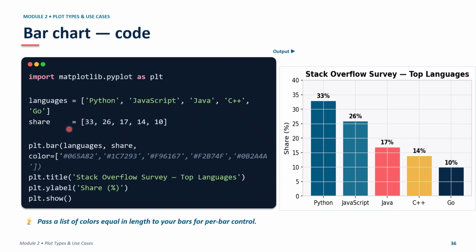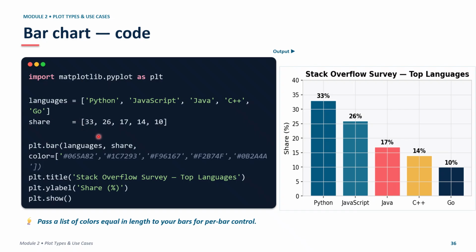And next we have the variable called share. I have given the values 33, 26, 17, 14, and 10. So these are the y-axis values, the percentage of developers who use each language. Python is used by 33% of the developers, JavaScript by 26%, Java 17, C++ by 14% of the developers, and Go by 10% of the developers.